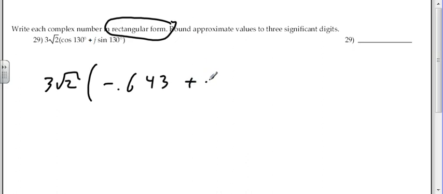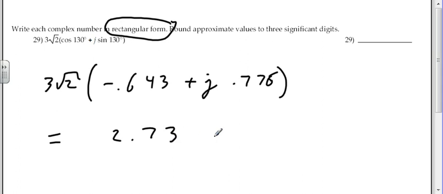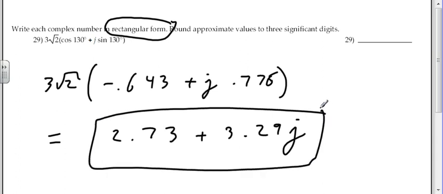Plus j times the sine of 30, 130, 0.776. And then I go, okay, well, that's good. 2 times the square root of 3, square root of 2, times 0.643, 2.73, plus 3 times square root of 2 times 0.776, 3.29j. So that's probably what I would do. I could do something different than that, but that's probably what I would want to do with that.